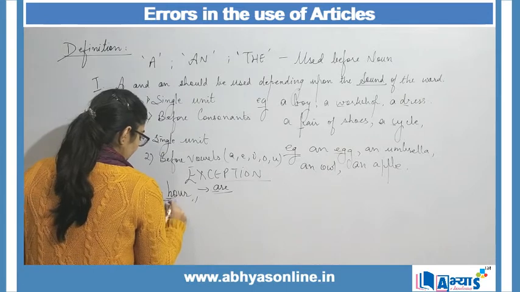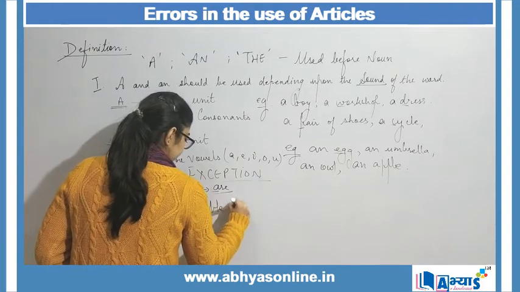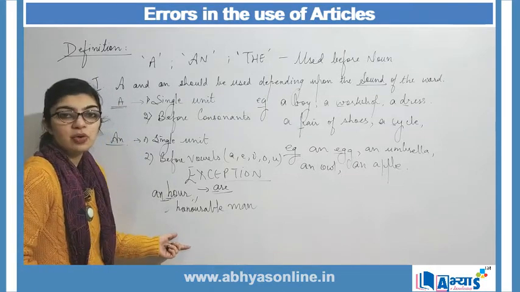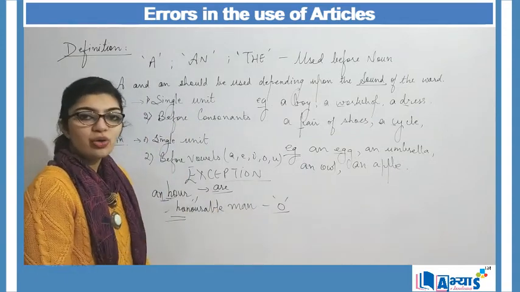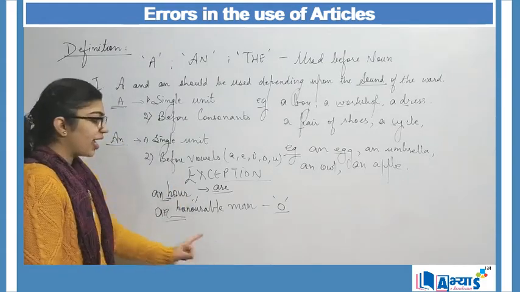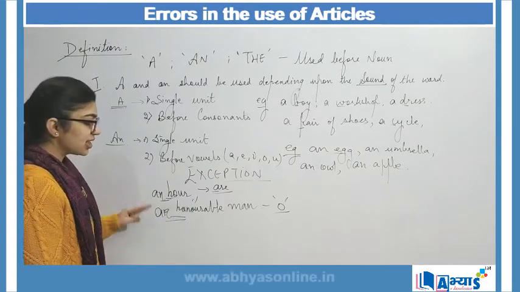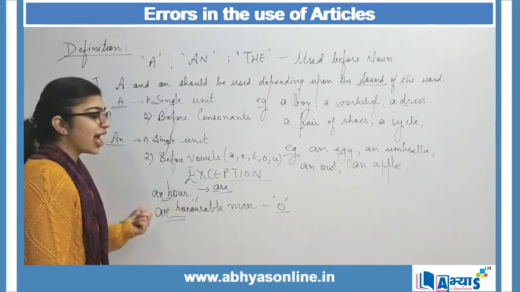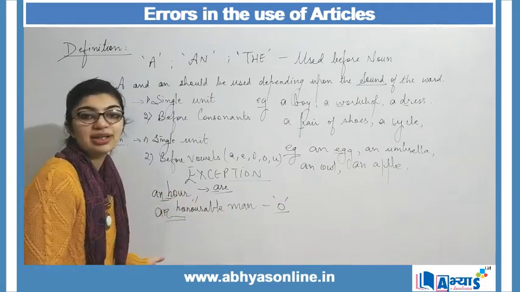I say honorable man. When I am saying honorable man, here honorable sounds like O, right? Honorable sounds like O. I am getting the sound of O. I know O is my vowel, therefore I will make use of an. An honorable, and an hour. So these are some of the exceptions, where consonants can be used as a vowel. They sound like a vowel, and therefore we make use of the article an.